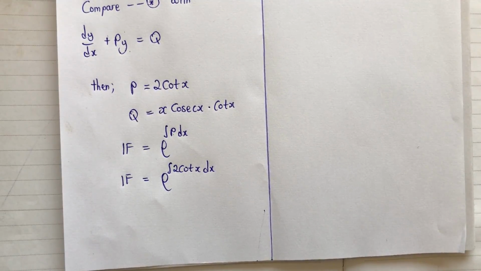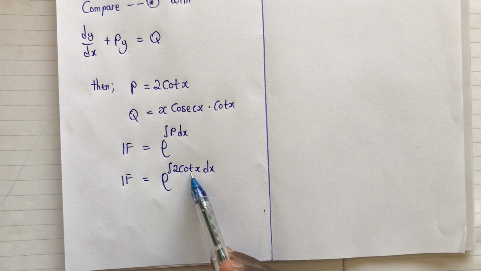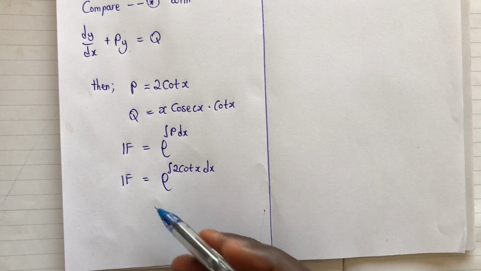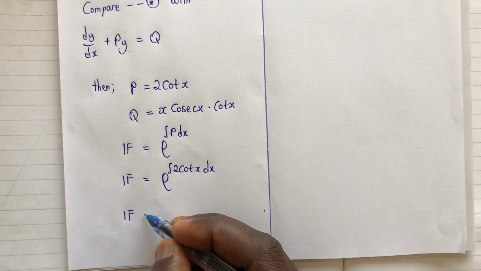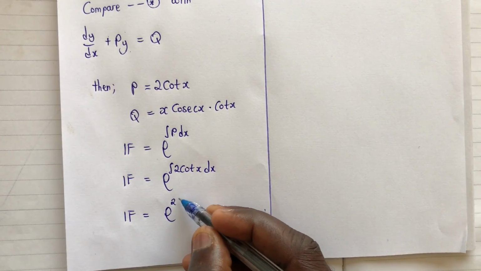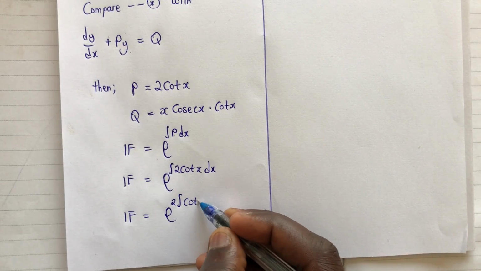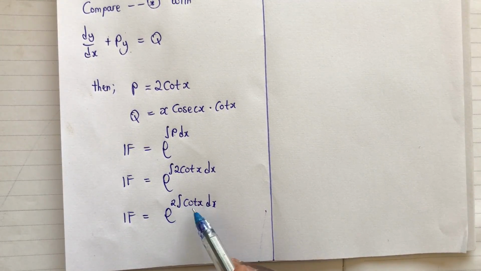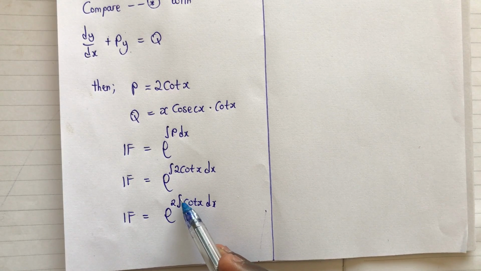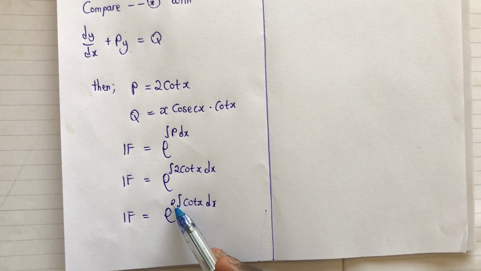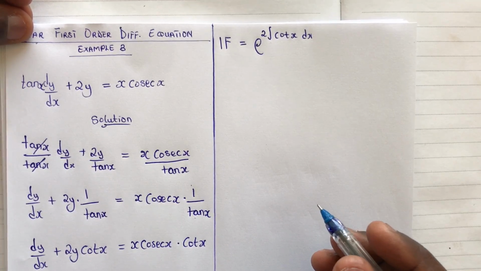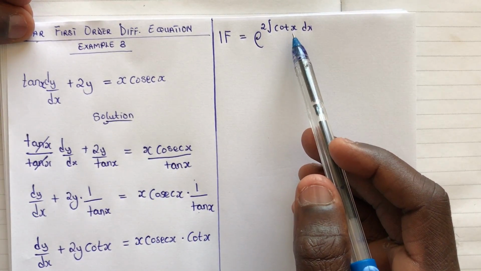Your next step is to be able to integrate the function that you have here. So we can rewrite this in the form IF equals e to the power of 2 integral of cot x dx. Remember that if you have a variable, there is no need to factorize the variable out and integrate the function. We can then use the variable to multiply through when we are done. So now, what is the integral of cot x?